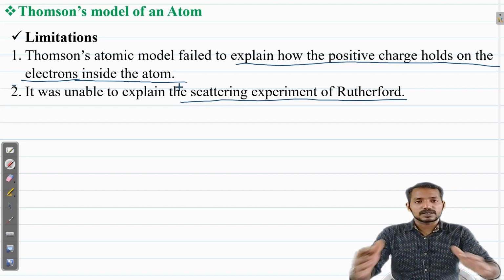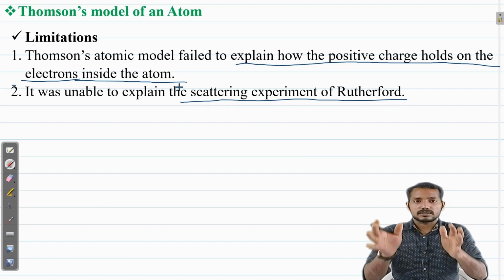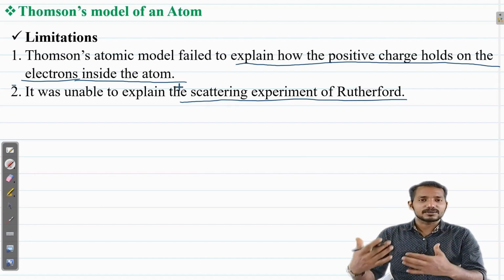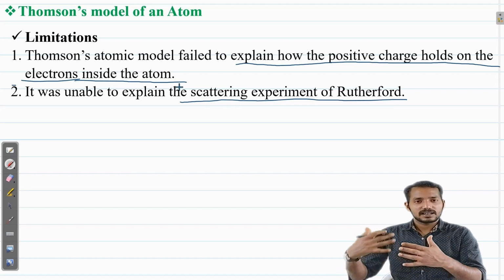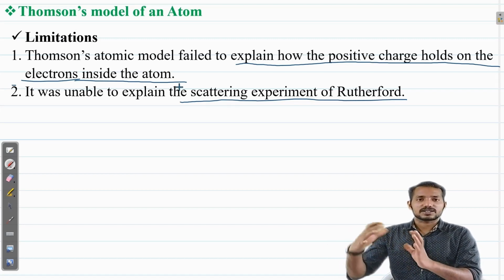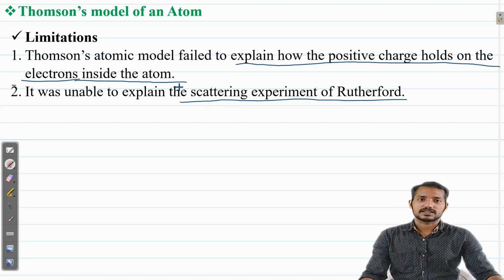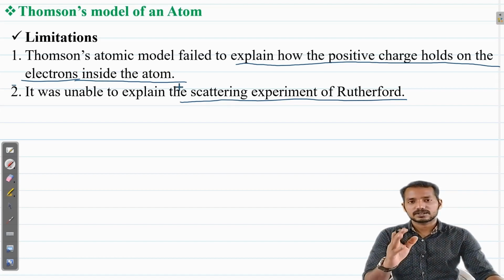So these are the main limitations of J.J. Thomson's model of an atom. However, his model gave a step to the discovery of the structure of the atom, even though it was not the appropriate structure model. Okay, that's all.